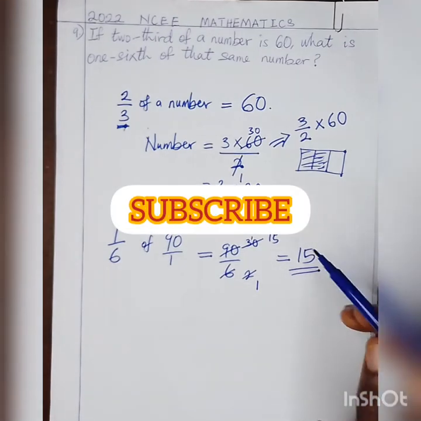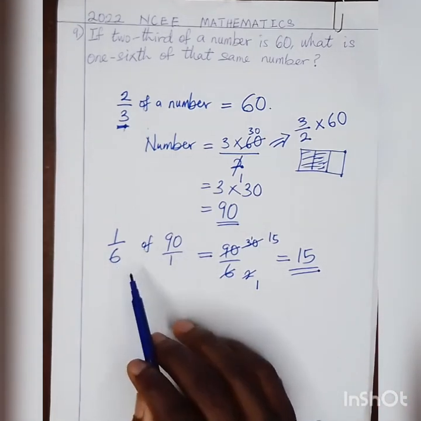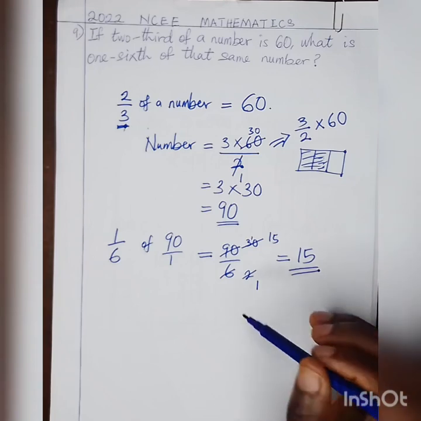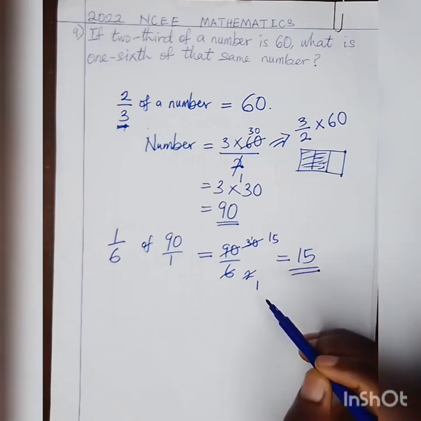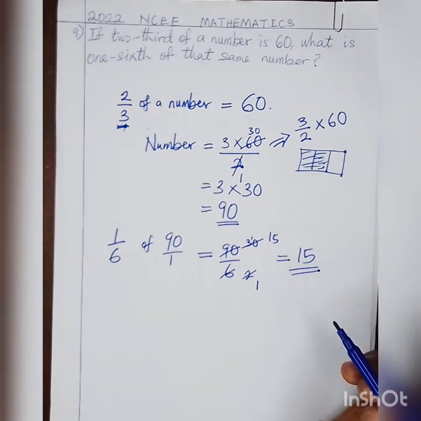But with practice, during an exam, when you look at 90 divided by 6, you know the answer is 15. If you can practice to that level, good. But if you can't, please master your division by cancellation, your short division. It will really help you during the exam.